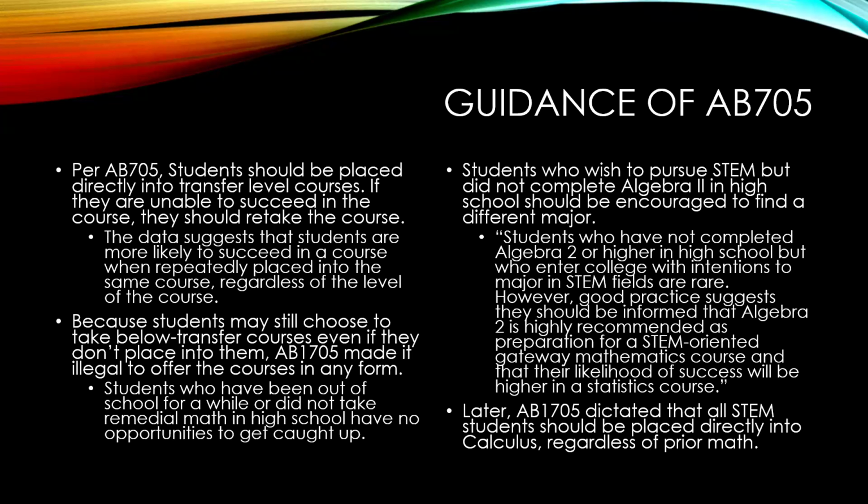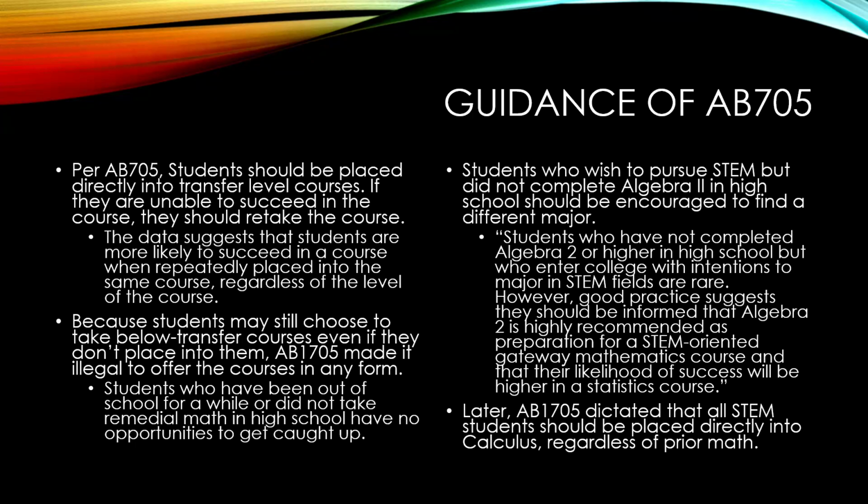Per AB 705, students should be placed directly into transfer level courses. If they are unable to succeed in the course, they should retake the course, and they can retake it up to 2 times after they failed an initial time. The data suggests that students are more likely to succeed in a course when repeatedly placed into the same course, regardless of the level of the course.